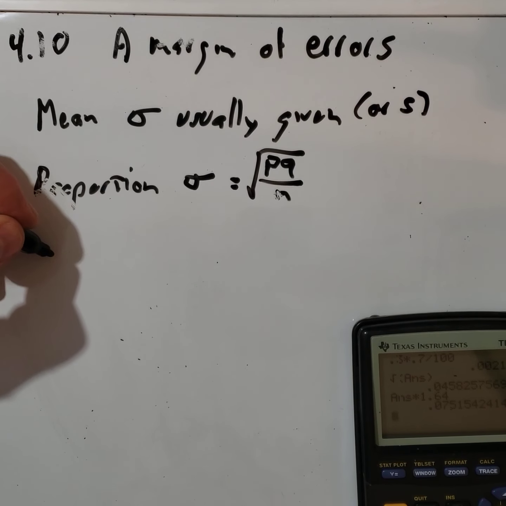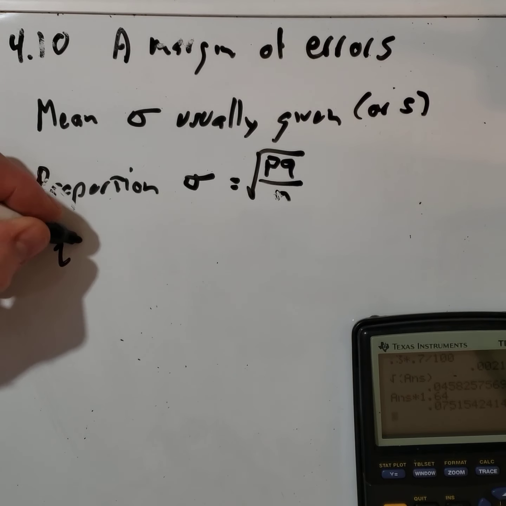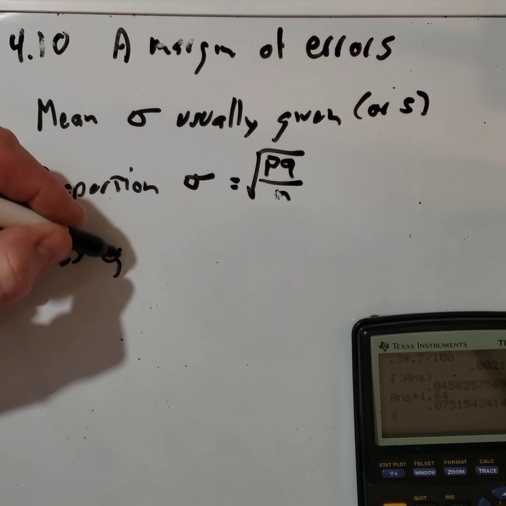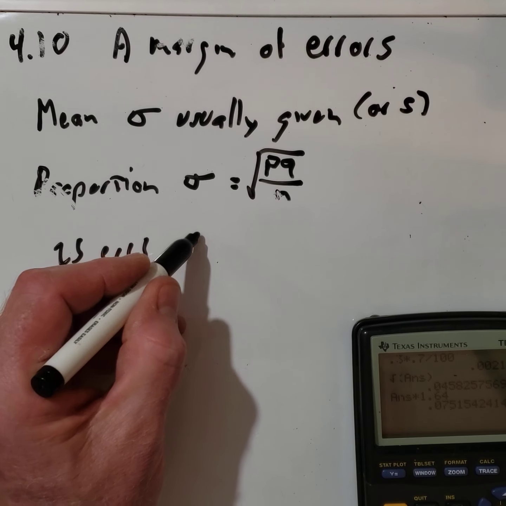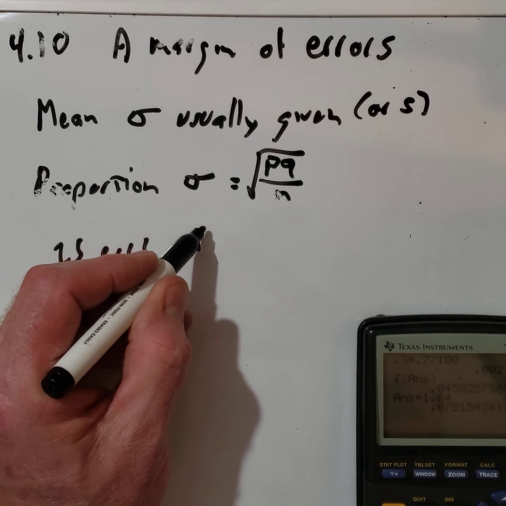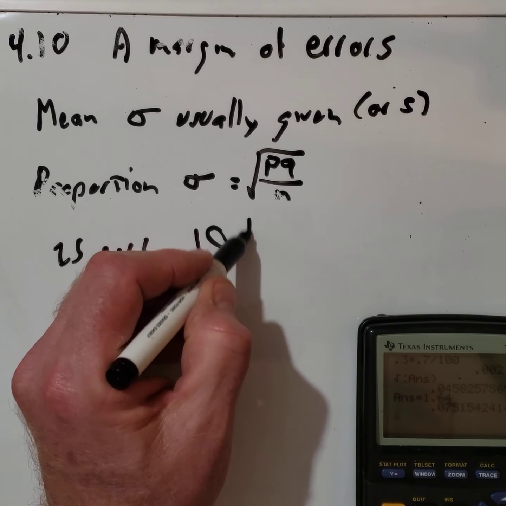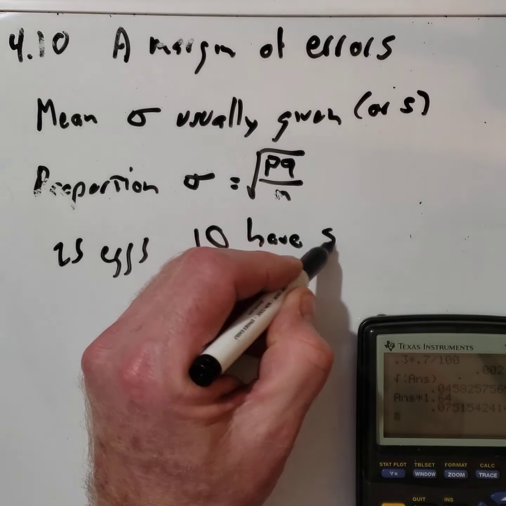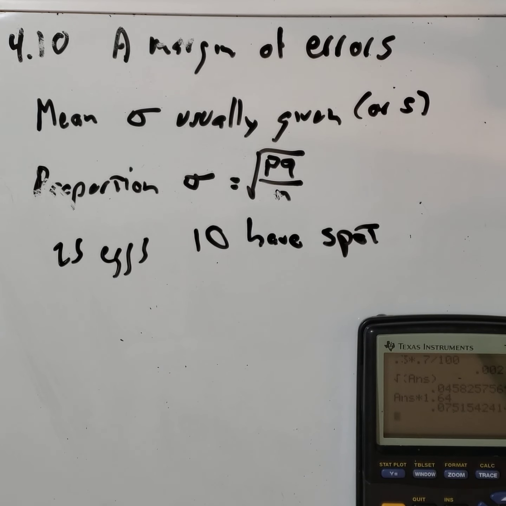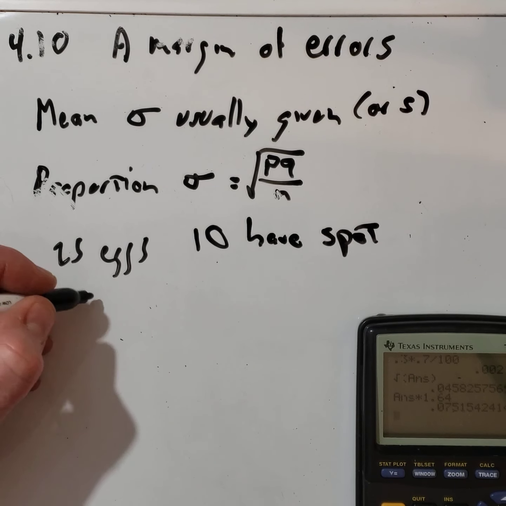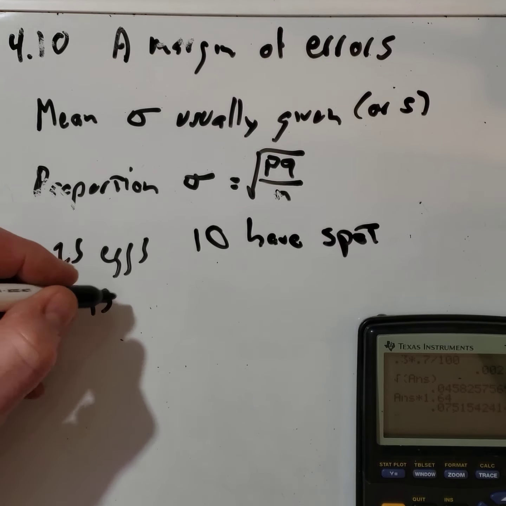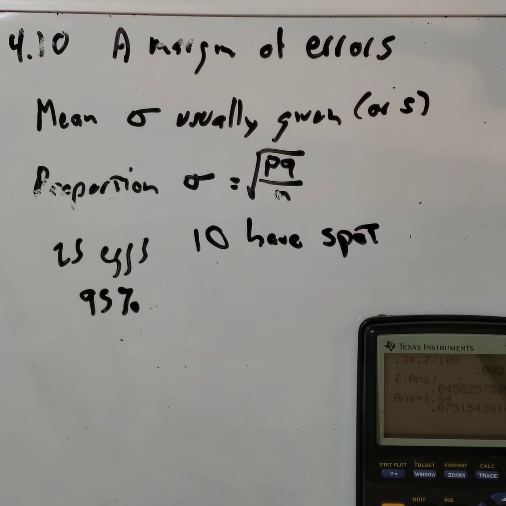Let's say we look at 25 eggs. And we find that, let's go with 10 of them have spots. Eggs used to be brown and they used to be speckly. I'm not sure I've seen a brown egg in a long time. But context really doesn't matter here.